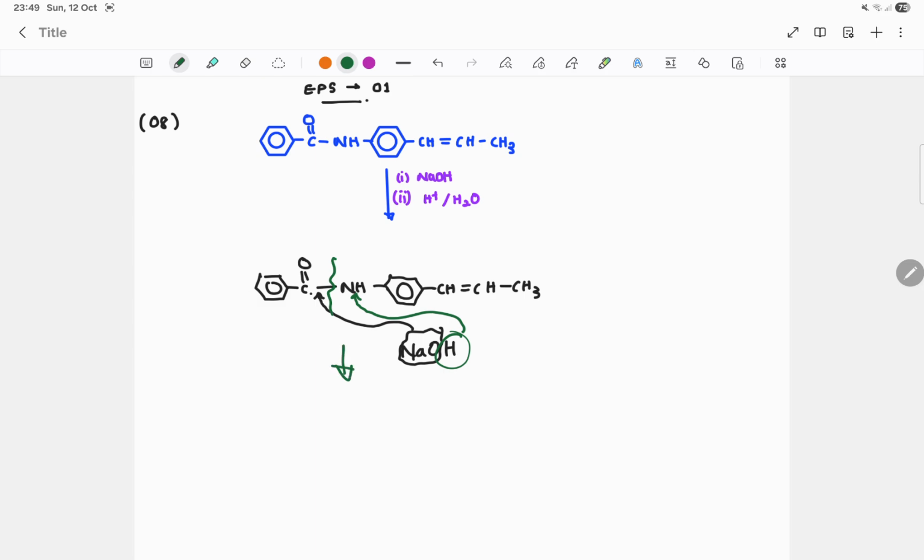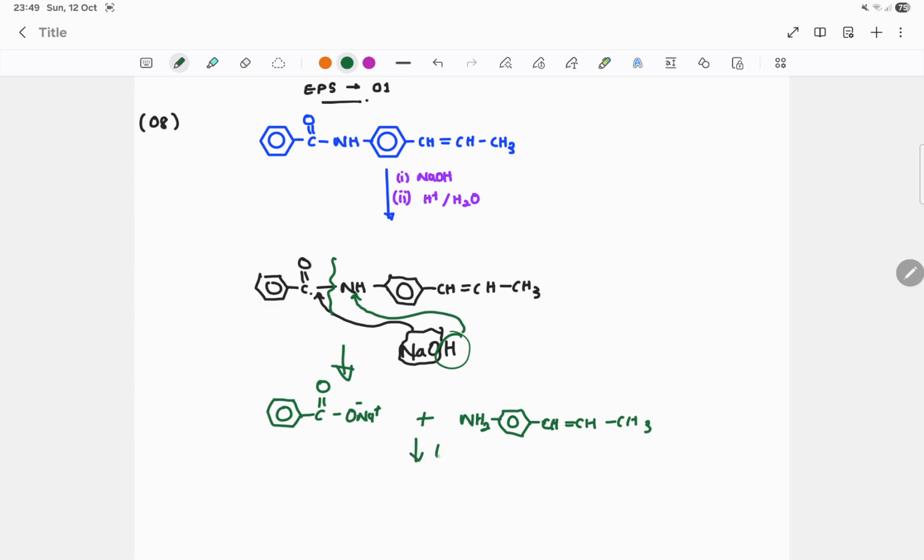So what will be the end product now? NaO in NaOH will go and combine with the carbon of this CO double bond, and the hydrogen will go and combine with the NH, while breaking the bond. So the final product will be O minus Na plus and NH2, CH CH3.